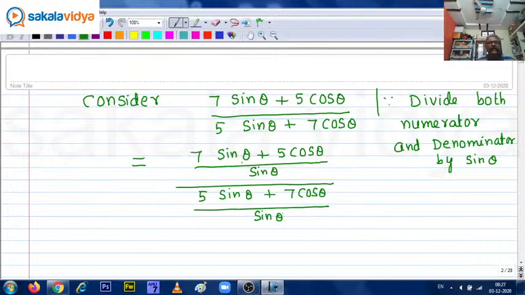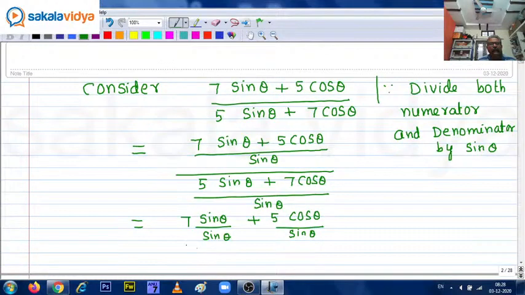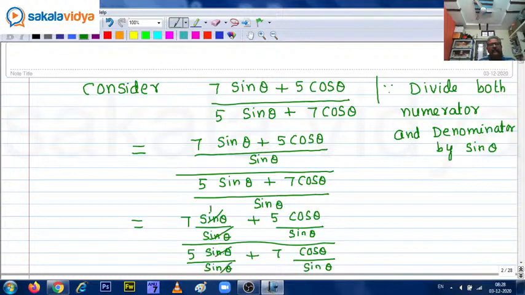See, (7 sin theta plus 5 cos theta) by sin theta you can write as 7 sin theta upon sin theta plus 5 cos theta upon sin theta. Similarly, we can write 5 sin theta upon sin theta plus 7 times cos theta upon sin theta. Here sin theta gets cancelled, sin theta gets cancelled. Here we have 1, 1. So this can be written as 7 plus 5 times cos theta by sin theta, upon 5 plus 7 times cos theta by sin theta.